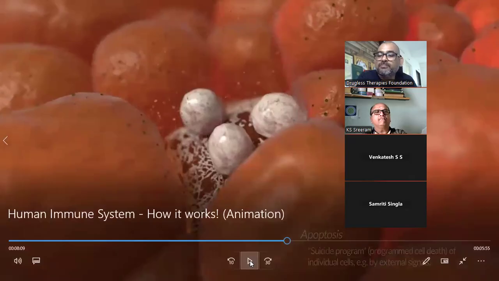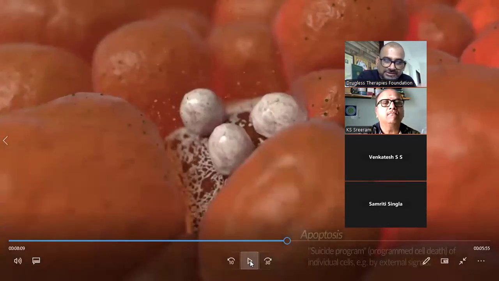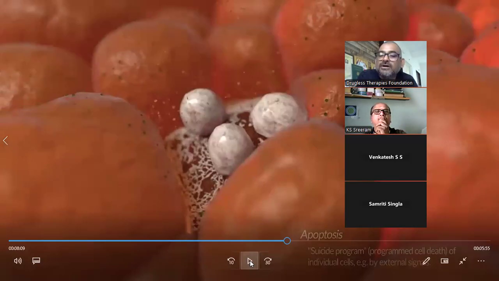See, this is also very important, the function of the cell. That is apoptosis, you can say. You call it in that way. Suicide program, programmed cell death of the individual cell by external signal. Okay. Because you say you have been already infected by such and such thing, it is better that it dies itself. That mechanism is called apoptosis, right?